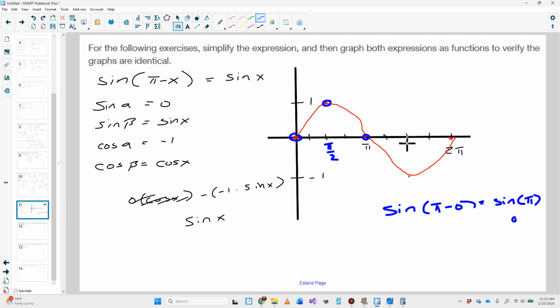The sine of 3 pi over 2 is just sine of pi minus 3 pi over 2. That's negative pi over 2. Well, sine of negative pi over 2 is just angle 270, which is 3 pi over 2. We can use the angle for 3 pi over 2. That's fine. That sine is going to be negative 1.